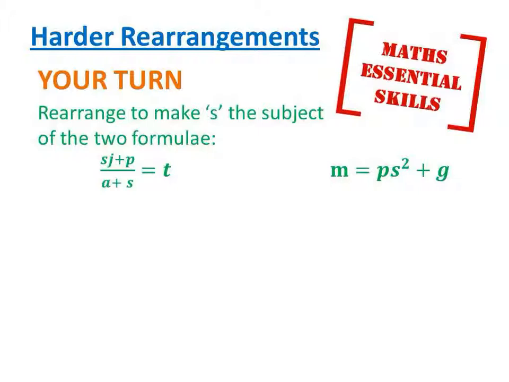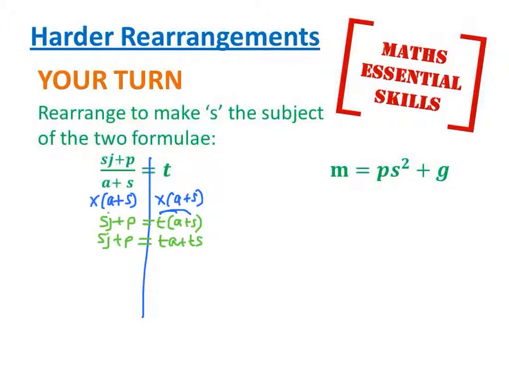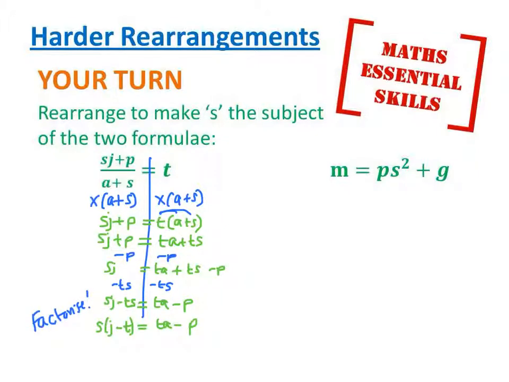Okay, step 1. Multiply both sides by the A add S. Expand any brackets. Get all the unknowns onto one side and anything else onto the other side. Factorise and then divide. And that's the end of the first question.